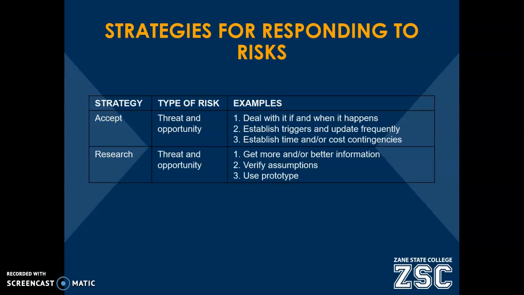So the next couple strategies apply to both threats and opportunities, which are both types of risks. You can just accept them. You can say, you know what, I know there's some risk here associated with this project, but we're going to do it anyways. And if it happens, we'll deal with it. The other thing you can do, if you decide to proceed despite the threats, is be aware of what the triggers are and keep a very close eye on them and try to avoid them as much as possible. And, of course, having contingencies set up, having some money set aside or some time in the schedule set aside for risks that you know you're going to run into, and you're willing to accept that. You're willing to deal with it.